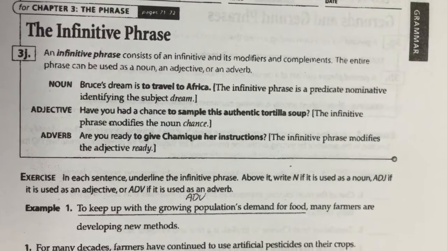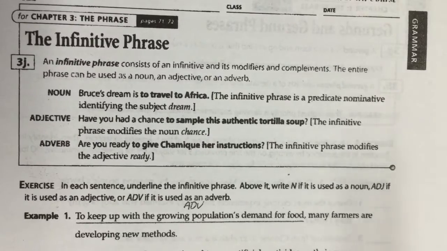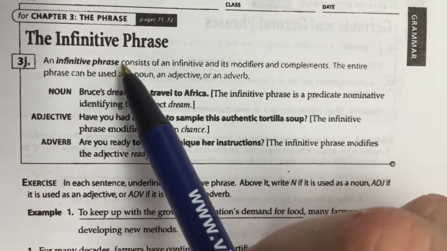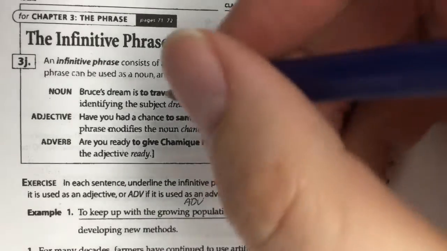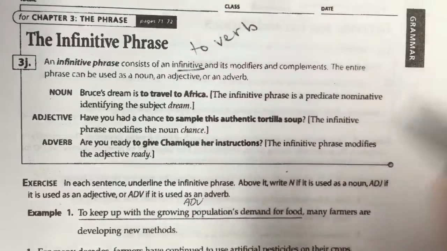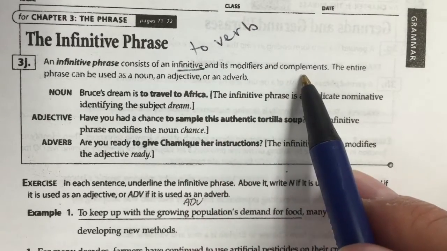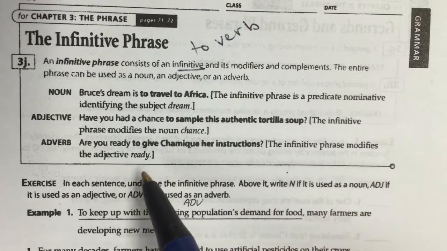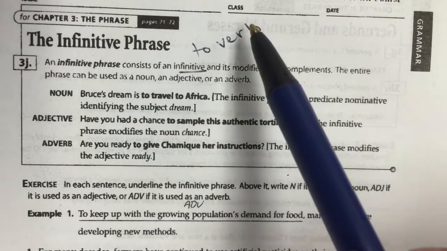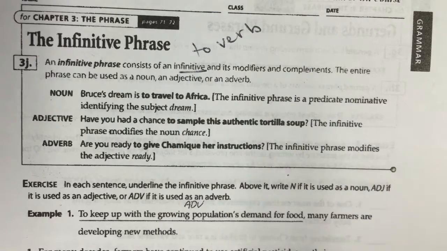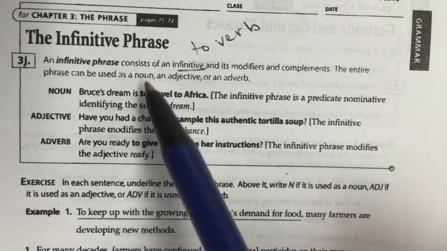So the infinitive phrase is a little bit different. It's the same idea, you just have to underline more words here. So an infinitive phrase consists of an infinitive. Now remember, infinitive means to verb. That's what we're talking about, to verb. And its modifiers and complements. The entire phrase can be used as a noun, adjective, or an adverb. Usually what will happen is after the infinitive, there will be a prepositional phrase. So you just want to underline those as well.